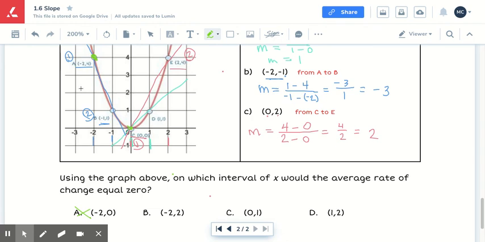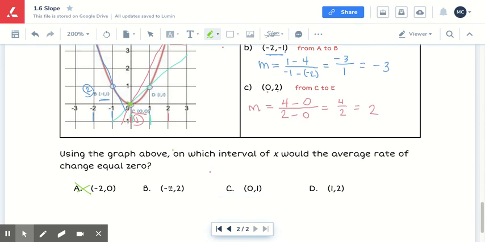For B, x is negative 2 here, and x is positive 2 here. And if I connect those two, I see it's going to give me a horizontal line. And a horizontal line does have a 0 slope. So this one would be an answer. I do need to check the other two though.